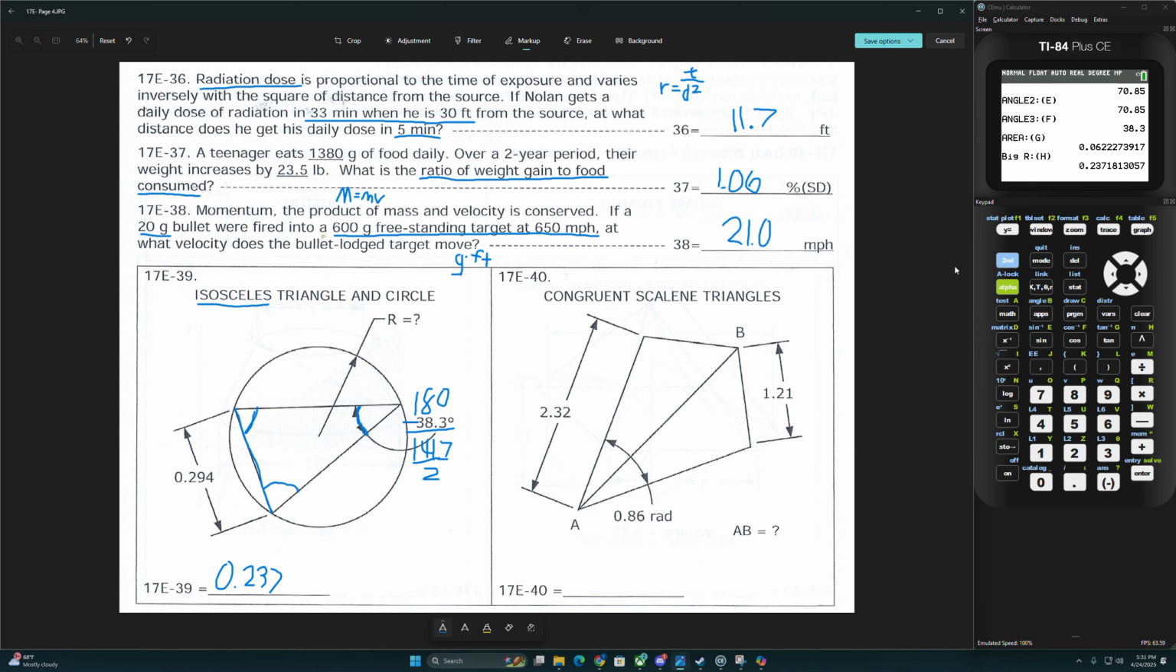All right, and then the next one, since they're congruent and they're sharing this side, we know that this one has to also be 1.21 since it's just a mirror image of each other. And then this angle is just half of 0.86 radians. So we'll just go right back to the triangle program. We have side angle. This might actually give us two different answers. 1.21, 2.32, and 0.86 divided by 2. So now that's this little angle in radians. Now we have to convert it to degrees, times 180 divided by pi.